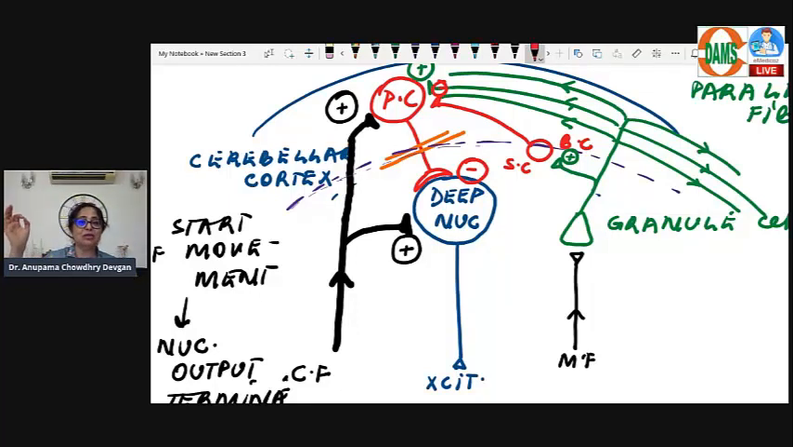It synapses with the granule cell. The granule cell gives rise to parallel fibers. Parallel fibers will synapse with multiple Purkinje cells. Second important point, granule cells excite the basket cell, which inhibits the Purkinje cell. Third important point, the granule cell excites the stellate cell, which inhibits the Purkinje cell. These are both examples of feed forward inhibition.